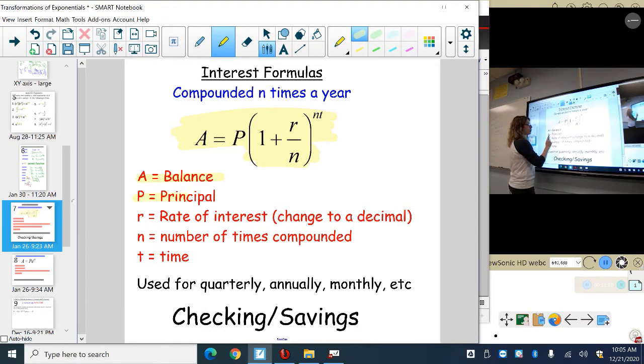A is your balance, P is your principal. What's principal mean? Principal is the amount of money that you took the loan for, or the amount of money that you started your account with. R is the rate, make sure you change it to a decimal. N is the number of times it is compounded a year, and T is the time that you leave it in your lovely little account, okay? Now, we use this for quarterly, annually, monthly, etc., and this is for our checking and our savings accounts.